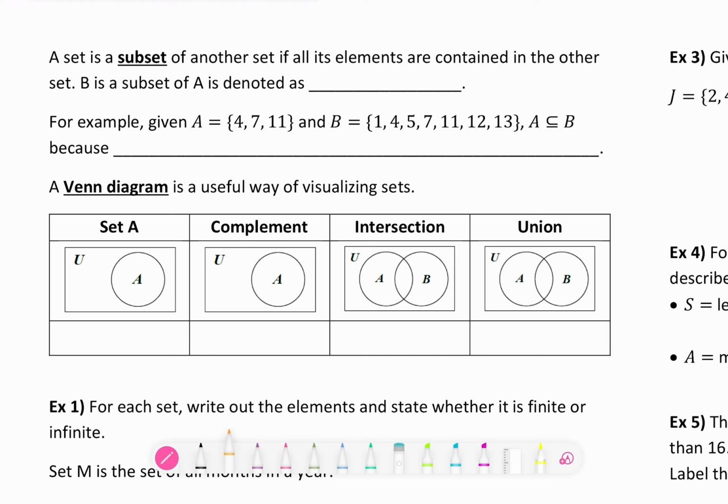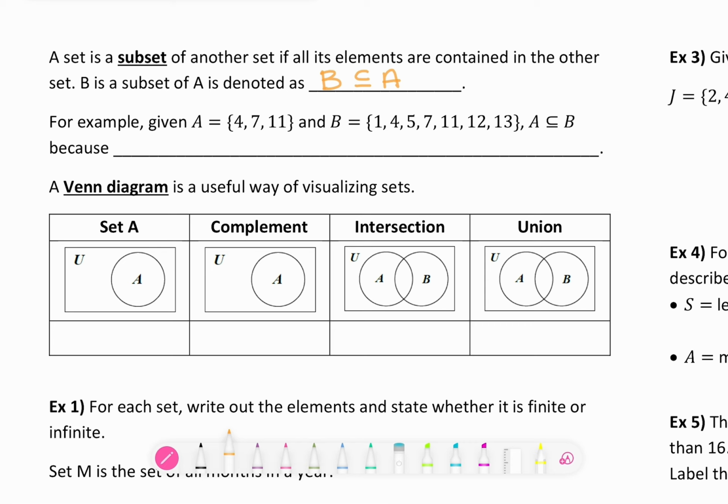Okay, so B is a subset of A would be denoted this way. B would go first because it's the subset. The subset symbol looks like a sideways C, sort of. It's going to be like a little sideways U with a line under it. That means that B is a subset of, and then we put set A.